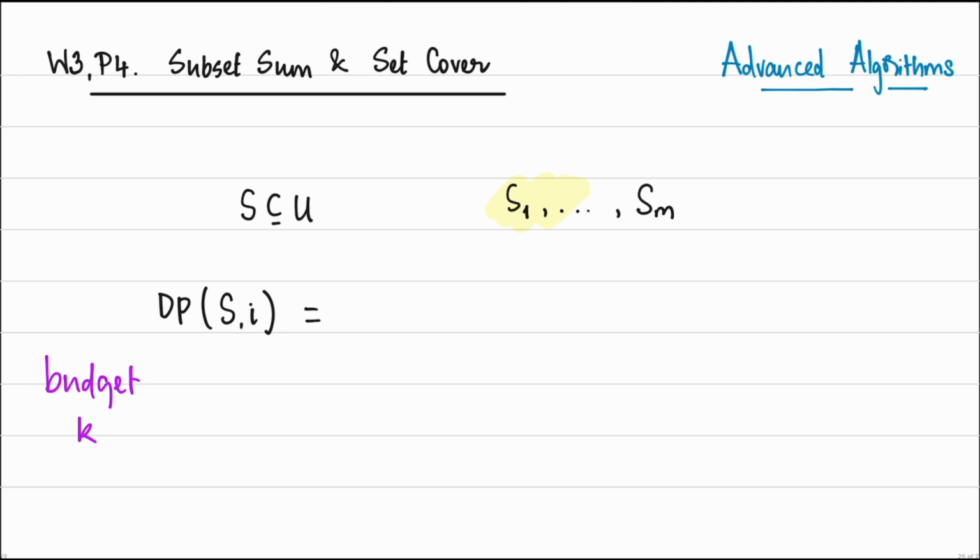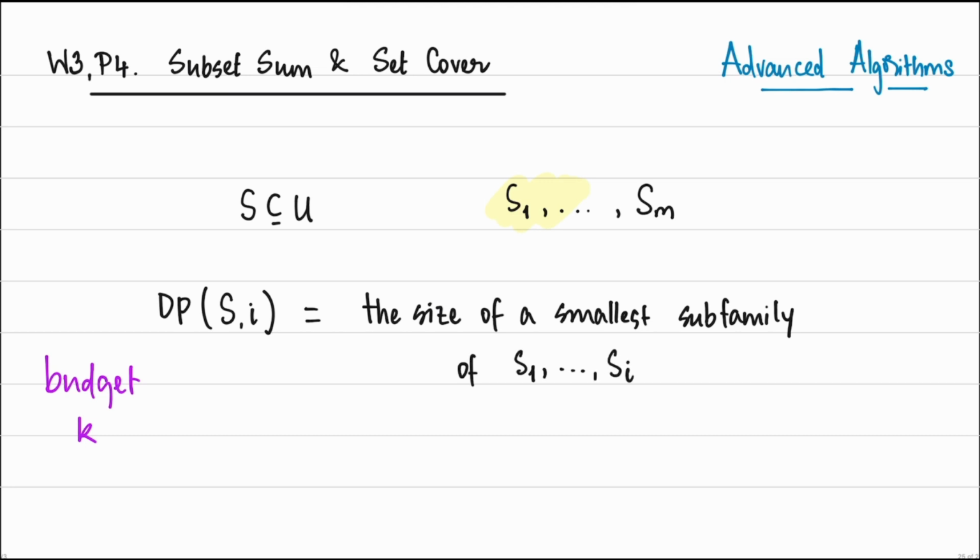I'm going to say that we will store here the size of a smallest subfamily of S1 through Si that covers all elements in S. So S is my current universe and S1 through Si is my current family, right? So that's my subproblem.